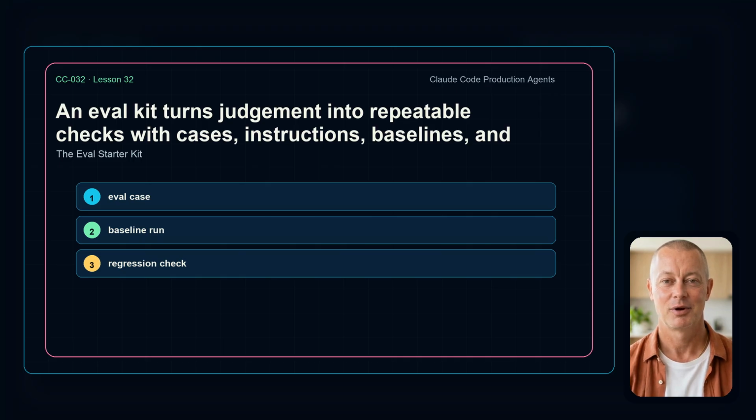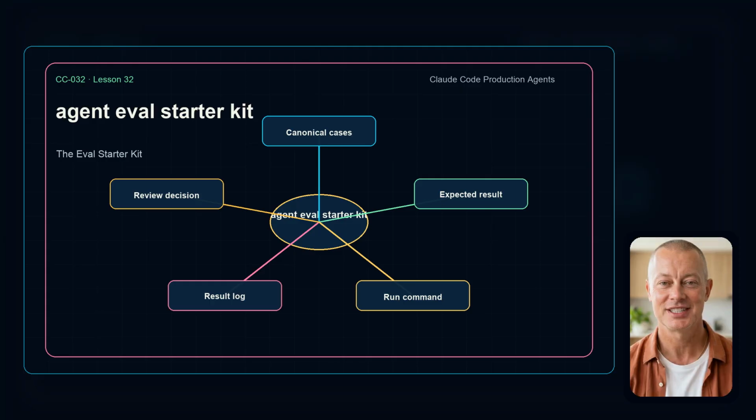The answer is only one part of the system. The path, controls, ownership, and recovery plan matter too. The visible artifact is the Agent Eval Starter Kit. It has five parts: canonical cases, expected result, run command, result log, review decision. Those parts turn an abstract concern into a concrete review conversation.